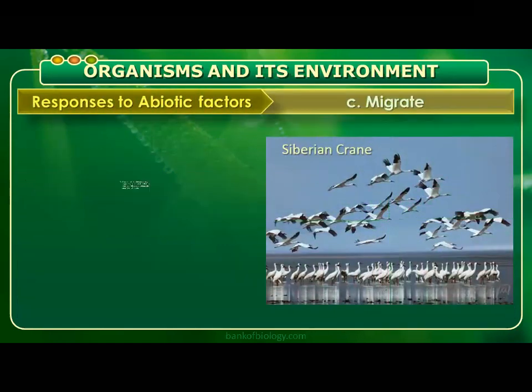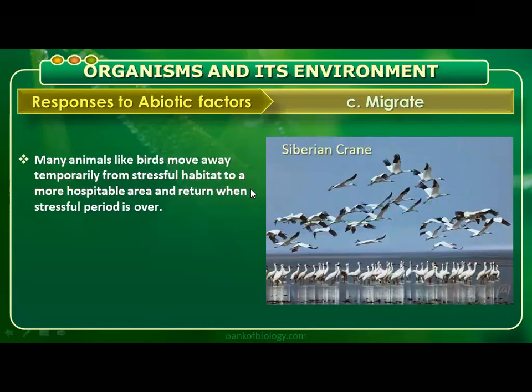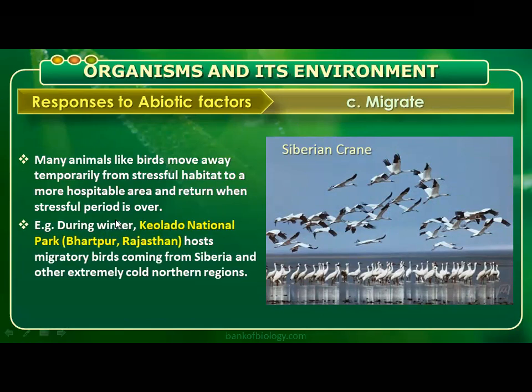Next, migrate. Many animals like birds move away temporarily from a stressful habitat to a more hospitable area and return when the stressful period is over. We say migrate. We have a best example, the Siberian crane. During winter, Keoladeo National Park, the Bharatpur Bird Sanctuary in Rajasthan, hosts migratory birds coming from Siberia and other extremely cold northern regions.